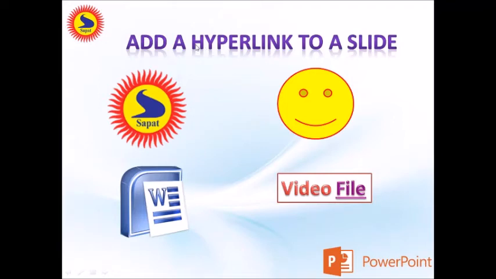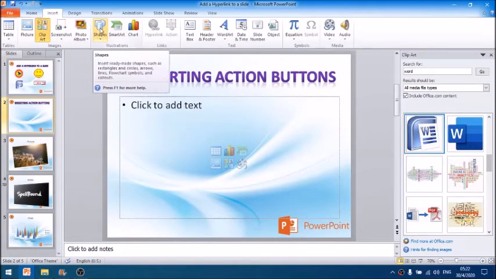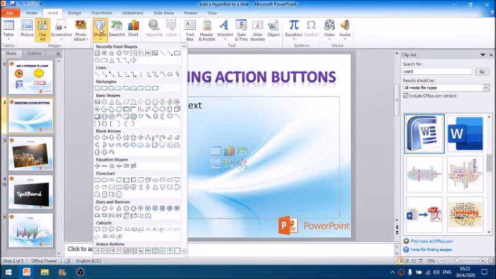Alright, so we are done with hyperlinks. Now let's learn inserting action buttons. Action buttons in PowerPoint let users navigate a presentation by themselves. They also let users click a button to open a linked file or web page. To insert action buttons into a slide, go to Insert tab. In the Illustrations group, click Shapes button.